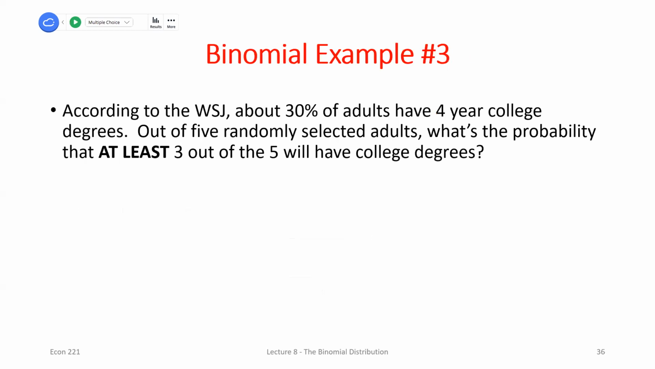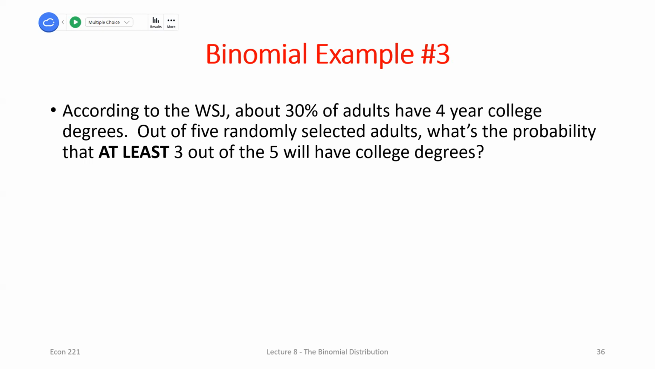So let's go to a slightly different type of problem. Let's say instead, I don't want the probability of exactly one number of successes, but the probability that at least 3 out of the 5, so greater than or equal to 3. What's the probability I see at least 3 people have a college degree, or that X is greater than or equal to 3?